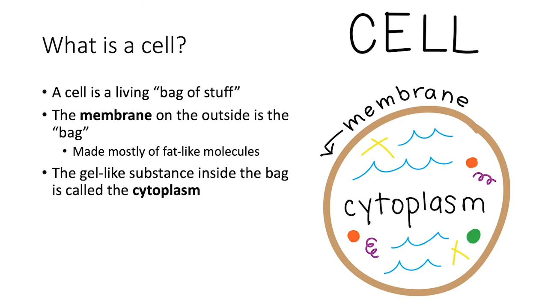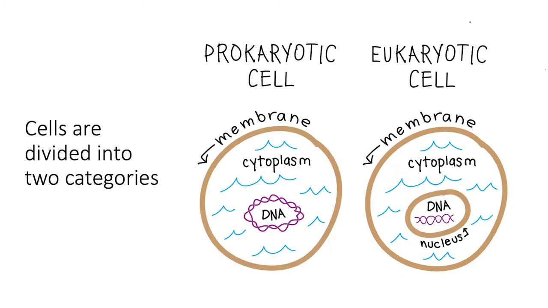So the stuff inside of the membrane is called the cytoplasm. The cytoplasm has a lot of water in it. It's also got sugars, salt, protein, other stuff dissolved in there, and it makes kind of like a gel-like substance inside the cell. And cells are divided into two broad categories. One is prokaryotic cells and the other is eukaryotic cells.